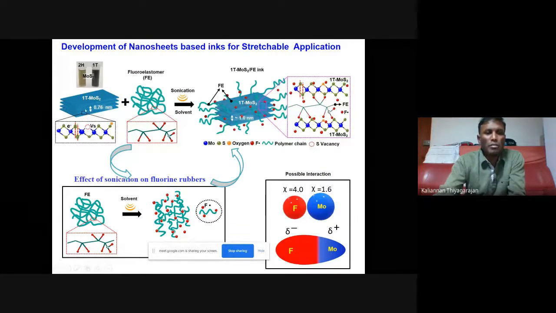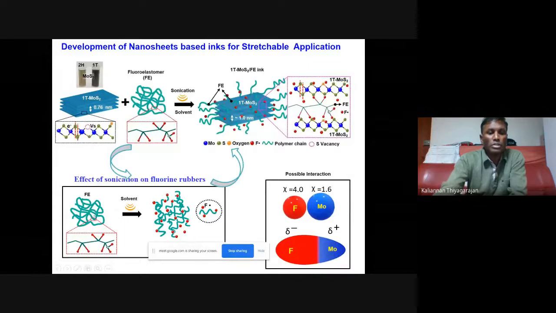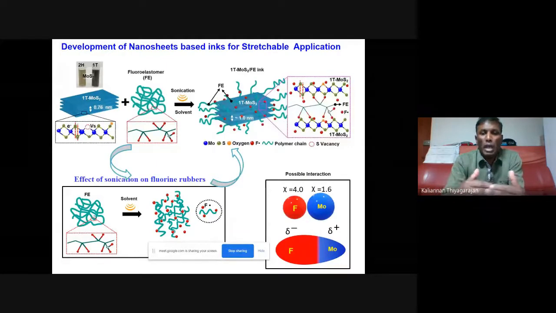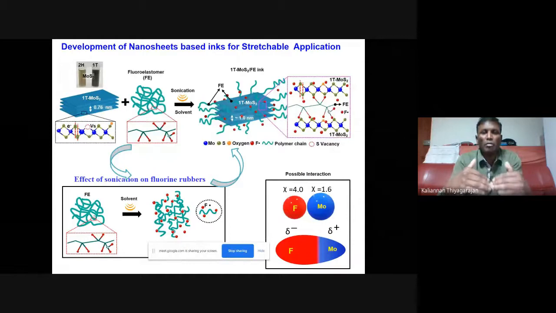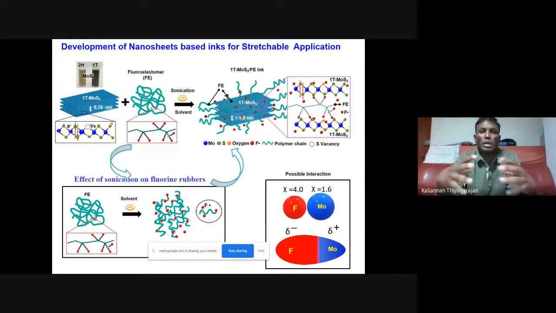In this case, when I do the sonication, it breaks down this polymer, which is fluoroelastomer. We can take different types of polymer, but we have to find which one will have the better interaction. Whatever material you are preparing, it should be stable for at least a week to a month. If you want to print or use any fabrication technique, and your ink or material is not stable and settles down, then it is not useful, because a printable approach or any industrial approach is not possible.